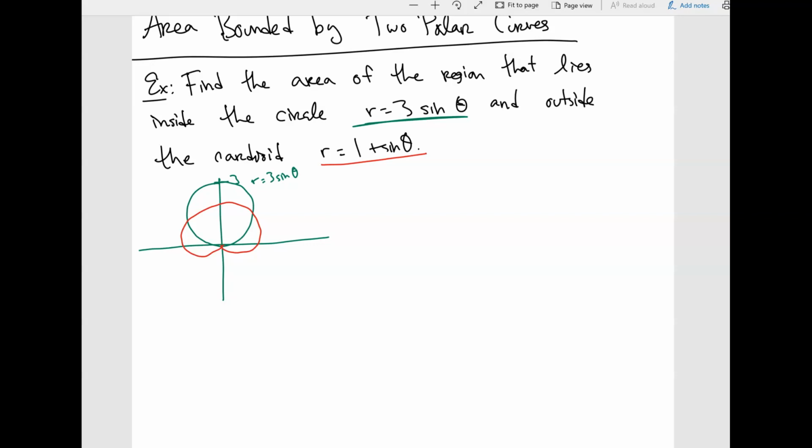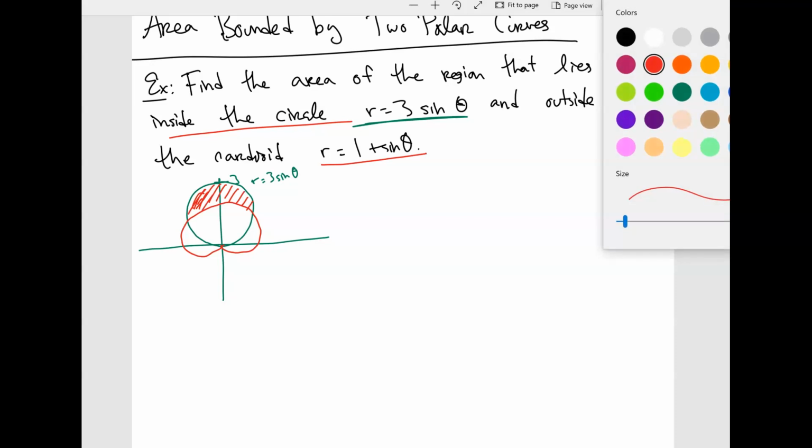All right, and basically what you want to find is the area of the region that lies inside of the circle. So it's everything in the circle and outside of the cardioid. So it has to be all of this area. Okay, you can see that they're symmetrical as well. So you want to find that area.